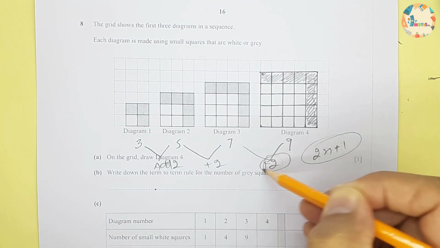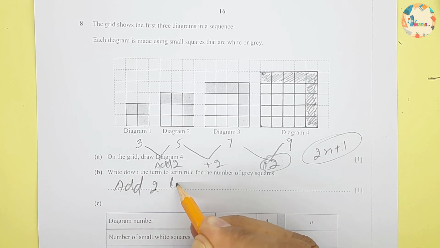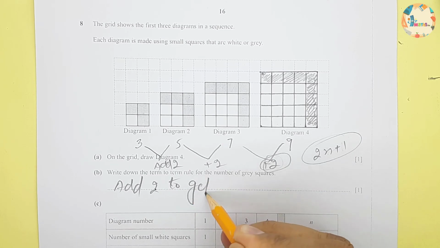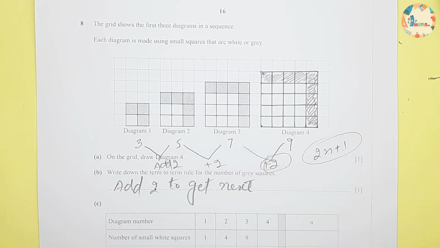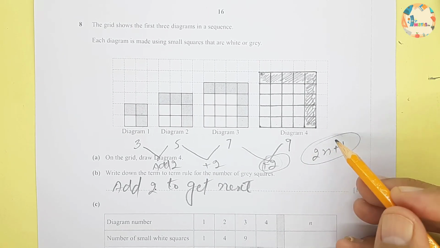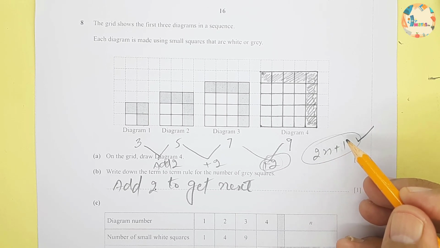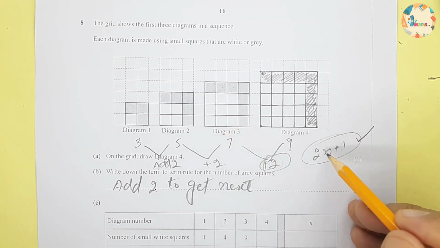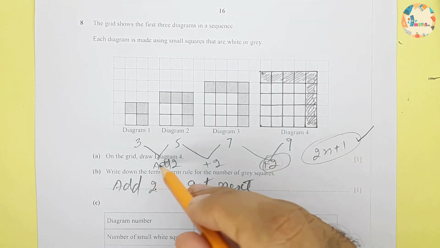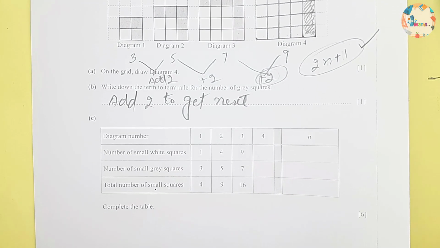So our rule will be adding 2. So add 2 to get the next term. This will basically be our rule. This is the formula for the nth term for the gray boxes, which is not required over here. They are asking for a rule, which is this one: add 2 to get the next number of gray boxes.